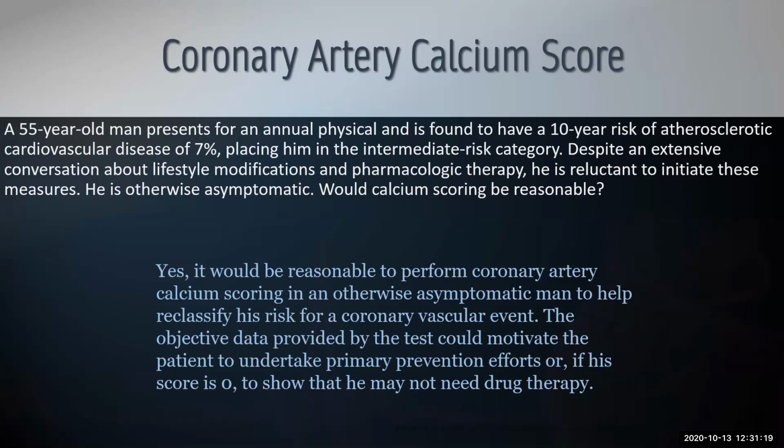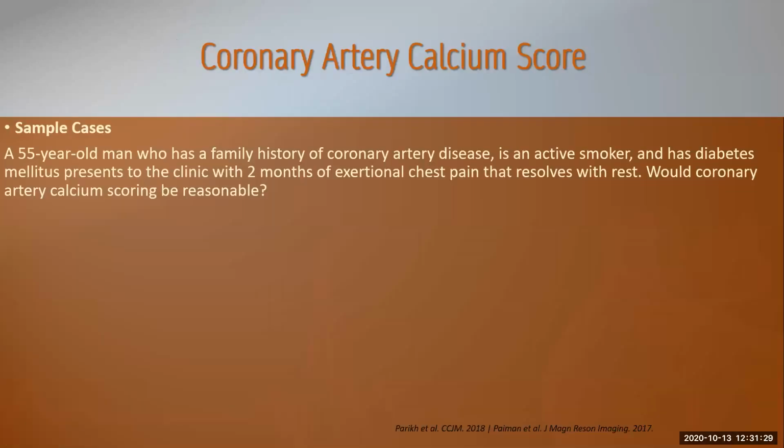So this would be a great option, and he's initially a little reluctant. So this would make an option to see if his score is 0 or greater than 0, put him on a statin. And then once he gets to the 100 range, potentially considering aspirin.